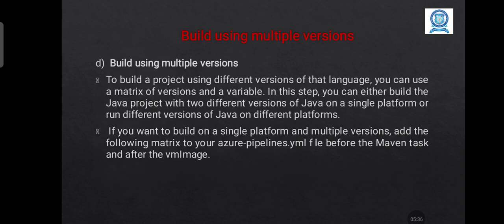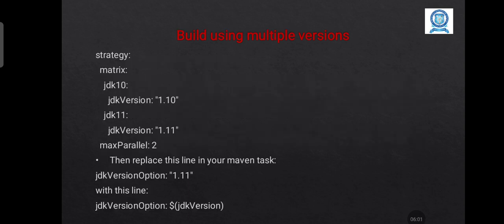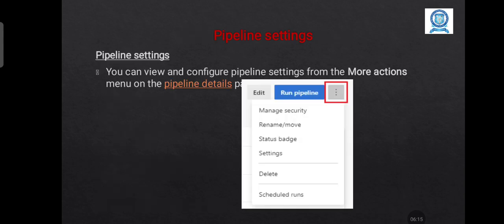And another option is we can build using multiple versions of the software. To build a project using different versions of a language, you can use a matrix of versions and a variable. In this step, you can either build the Java project with 2 different versions of Java on a single platform or run different versions of Java on different platforms. If you want to build on a single platform and multiple versions, add the following matrix to your YAML file before the Maven task and after the VM image. So we have added several versions of JDK inside the matrix of the strategy block. In this way, we can define multiple versions for the execution of the task.